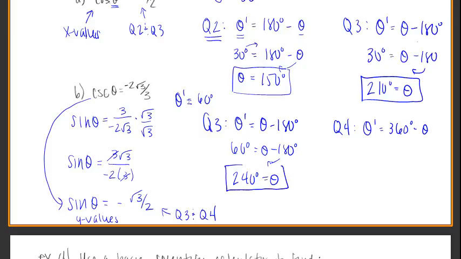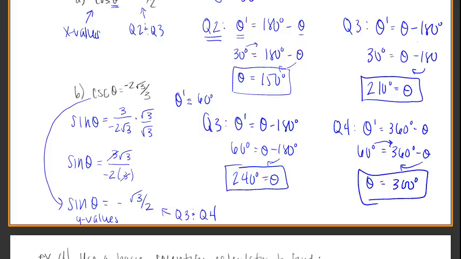And like I said, always go back and double check. 240, first of all, is for sure in quadrant 3, so that's good, and you can go check your y value at that coordinate. Here, 60 degrees is equal to 360 minus theta. Let's move the 60 over that direction, and you get theta to be 300 degrees. Box that one up, and we can call that one done.